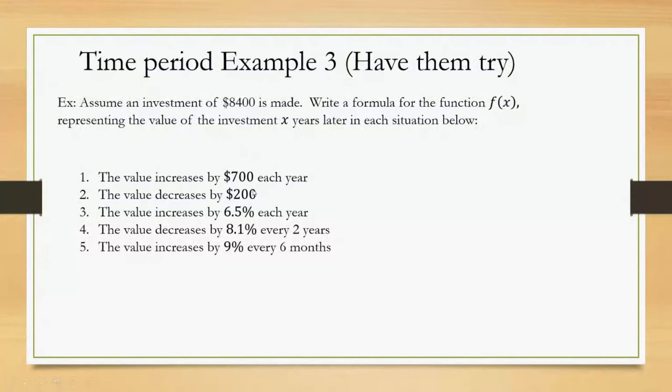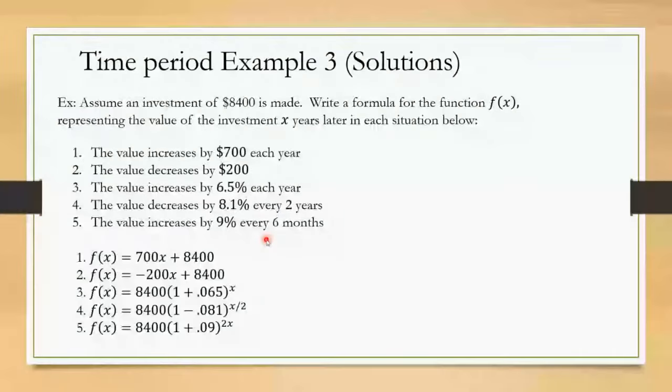And so is the second one, because it's changing by a dollar amount. And these three down here, 3, 4, and 5, since the value is changing by a percent, those are going to be exponential. In fact, here are the answers. For the first one, it's increasing by $700 per year, so this is basically our rate of change or our slope: 700 times x. And of course, the initial value is the 8,400.